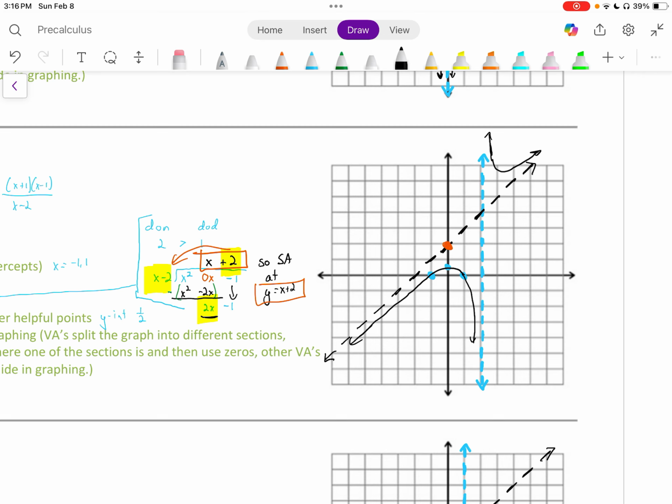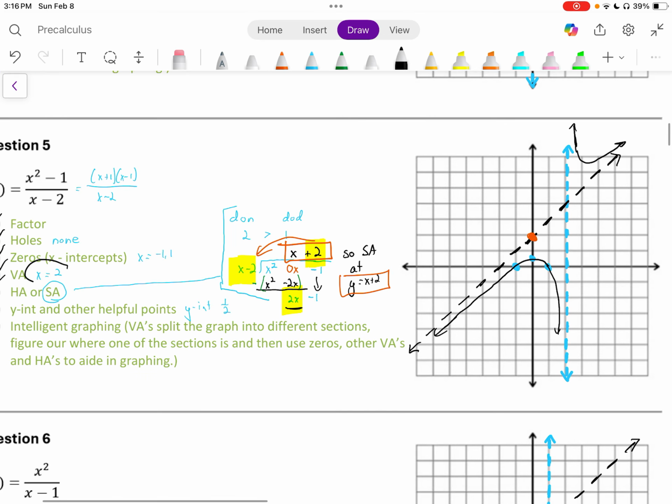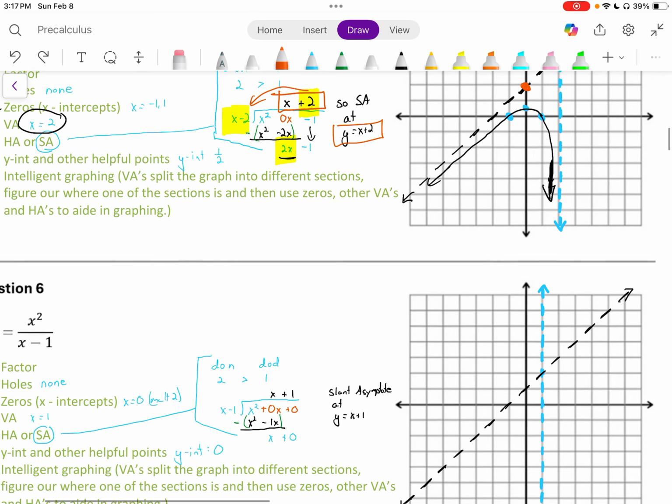And I should mention we have our vertical asymptote, which is multiplicity 1. So on the left, this went down. So on the right, it goes up. We also could have thought through it actually can't be this orange section because there's an x-intercept on the orange, but there's not supposed to be an x-intercept. So there's the graph of our function for number 5.